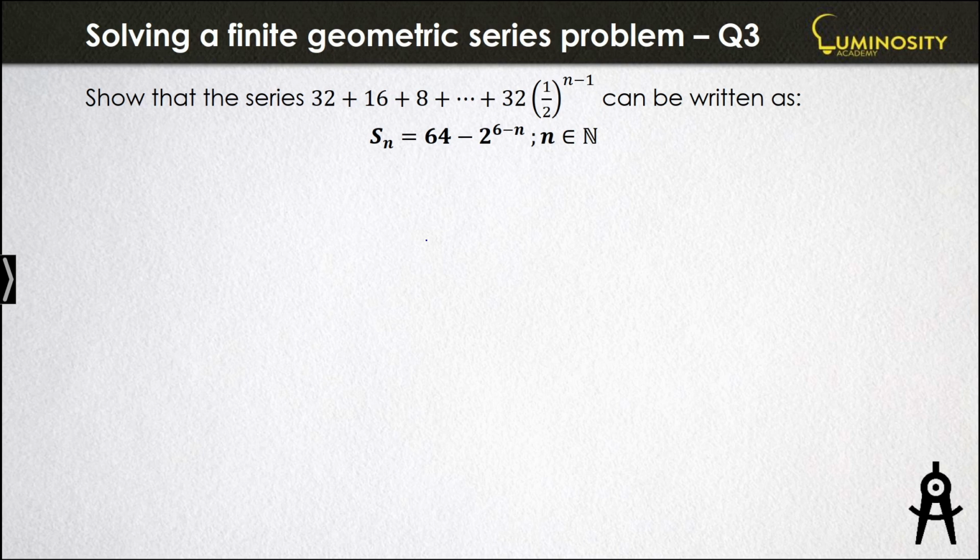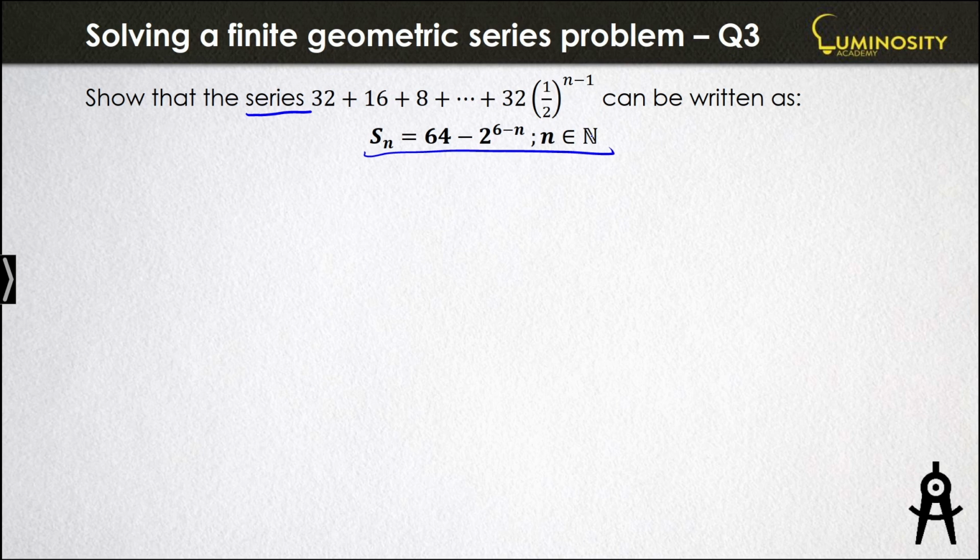Here we're going to be looking at question 3 on solving a finite geometric series problem. Here we are being asked to show that the series 32 plus 16 plus 8 all the way up to this nth term, 32 times a half to the power n minus 1, can be written as this formula here: S sub n equals 64 minus 2 to the power 6 minus n, where n is a natural number.